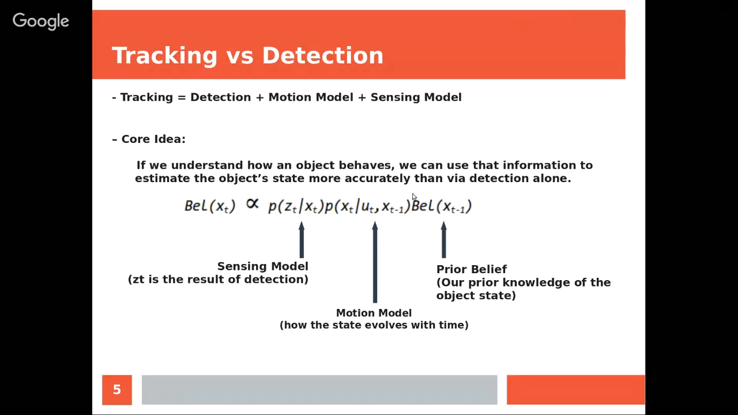The distribution of your particles going in is your prior belief. You move the particles, including randomness, that matches this probability function. And so that gives you your state now, including the effects of your motion model. And then you weight the particles according to your sensing model and resample, which gives you your belief at time t.